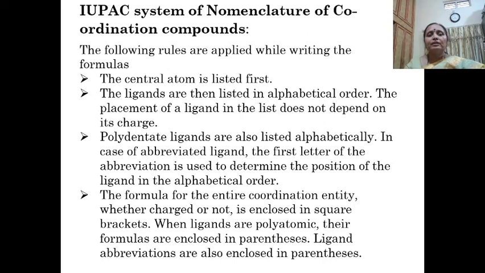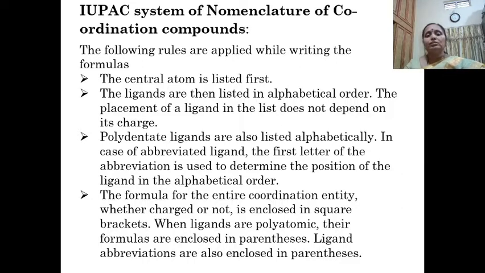Coming to the IUPAC nomenclature of coordination compounds, let us first see the rules applied while writing the formula. The central atom is first listed. The ligands are then listed in alphabetical order. The placement of the ligand in the list does not depend on its charge.